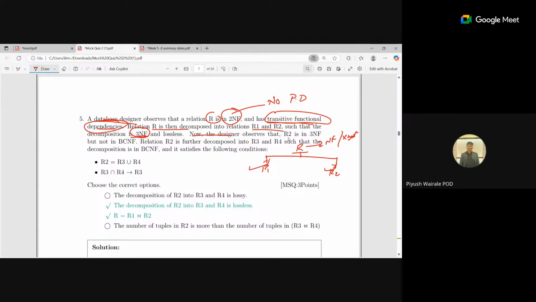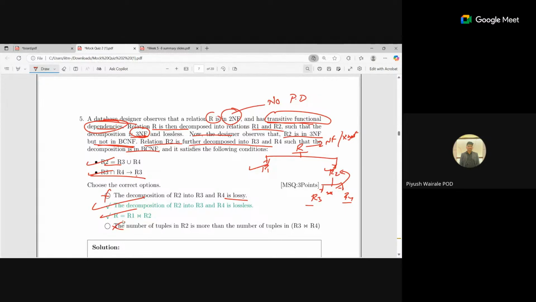Now the designer observed that R2 is in 3NF but not in BCNF. So relation R2 is further decomposed into R3, R4, such that the decomposition is in BCNF. Now this is in BCNF. It satisfies the following condition. R2 equals R3 union R4, yes. R3 intersection R4 determines R3, yes. So it means we can join to get the original relation back. Is the decomposition of R2 into R3 and R4 lossy? No, it's a lossless decomposition. Anyway, a simple question here, right? This one is not correct here.